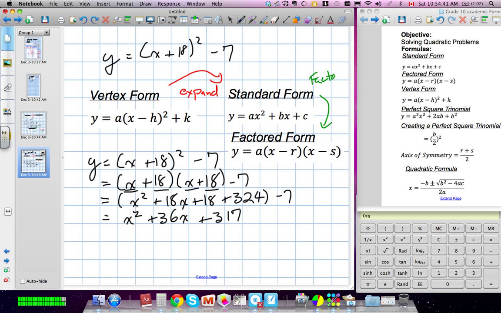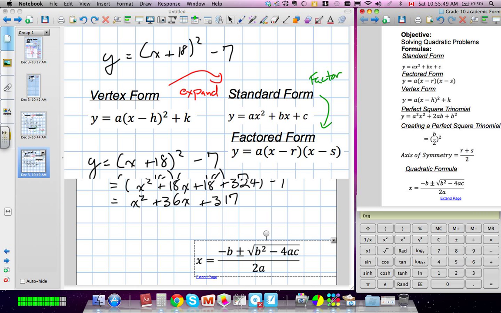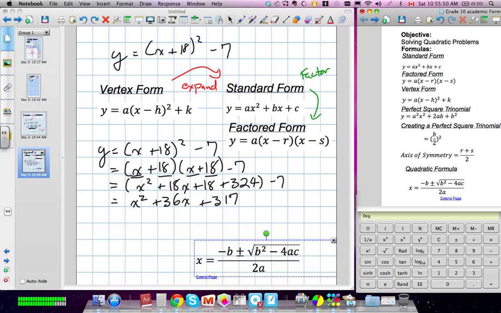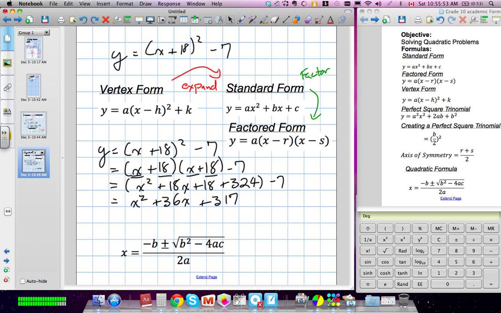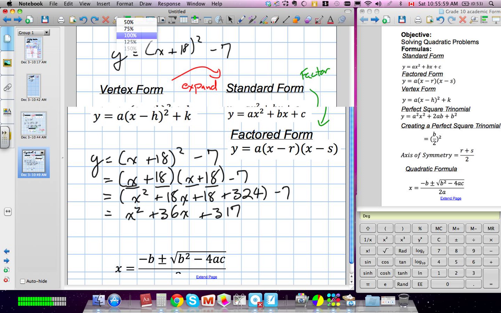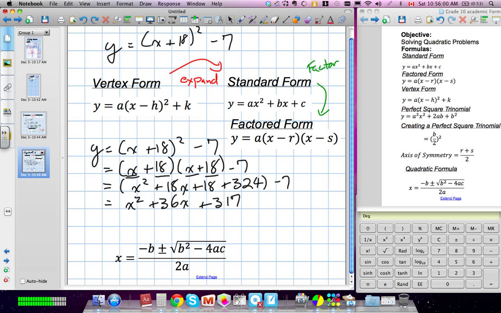So what we're going to do is use our quadratic formula. And the quadratic formula relates to our standard form. So we had to go to standard form anyways. It was important that we did that. So in our standard form, our a value is 1. Our b value is 36. And our c value is 317. Okay? So with doing this, we're going to find out what it is.